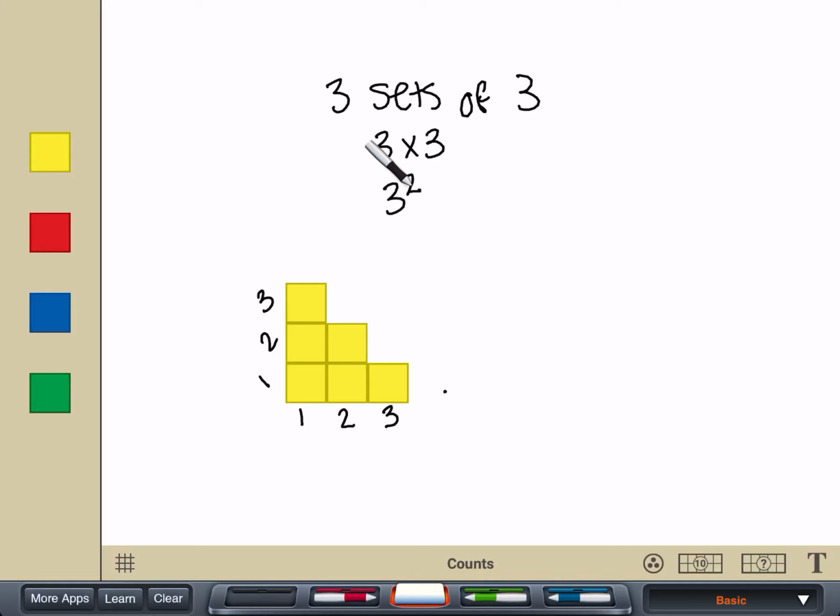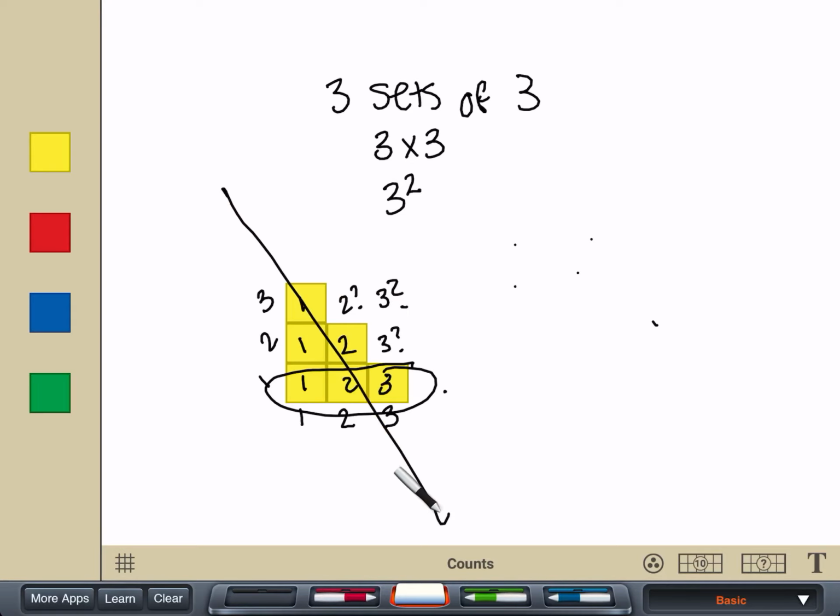Okay, so we have 1, 2, 3. This is 1 set of 3 right there. 1, 2, uh-oh. We are missing 3 here, so that already tells us that this is not a perfect square. Let's count the top one just to make sure. 1, uh-oh, we're missing the 2 and the 3. This is not a perfect square.